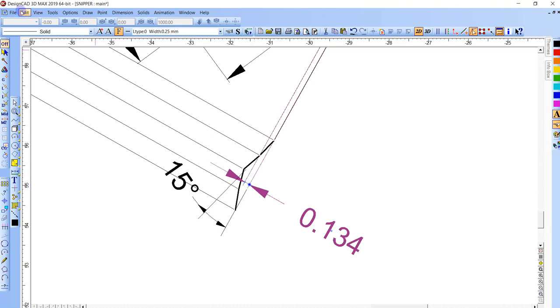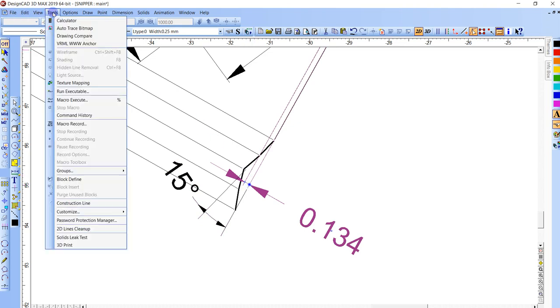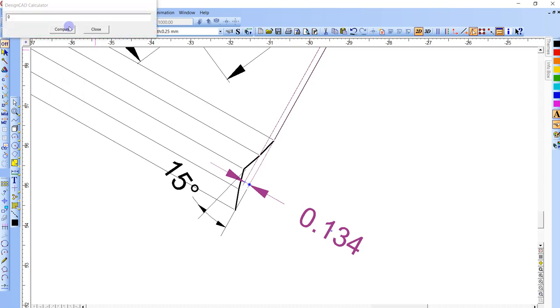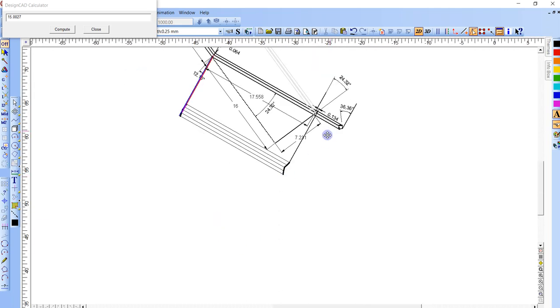So let's just double check. Tools, calculator, arc tangent, 0.134 divided by 0.5, enter, and we get 15 degrees. So that's how that works. And that's pretty much it.